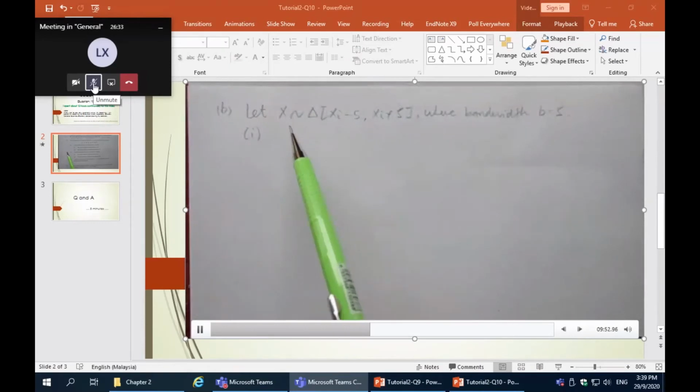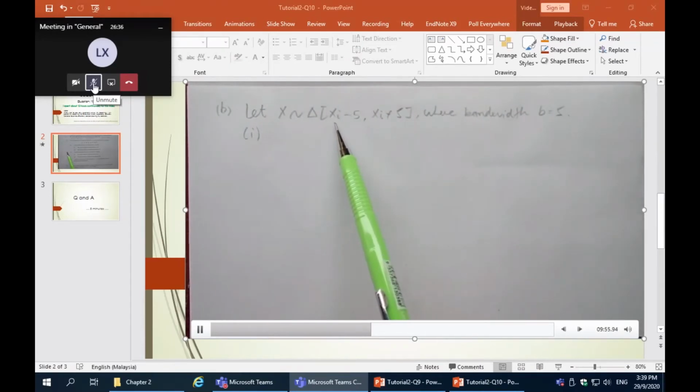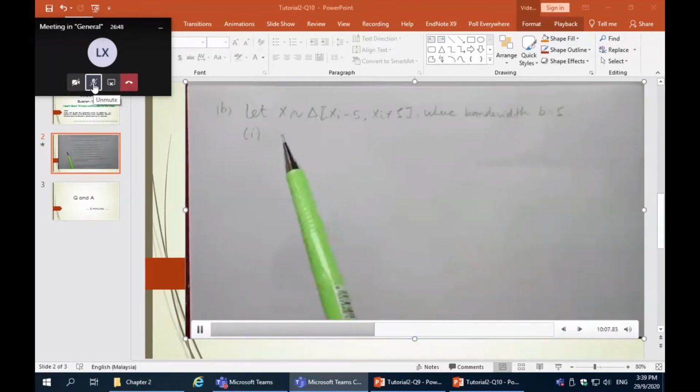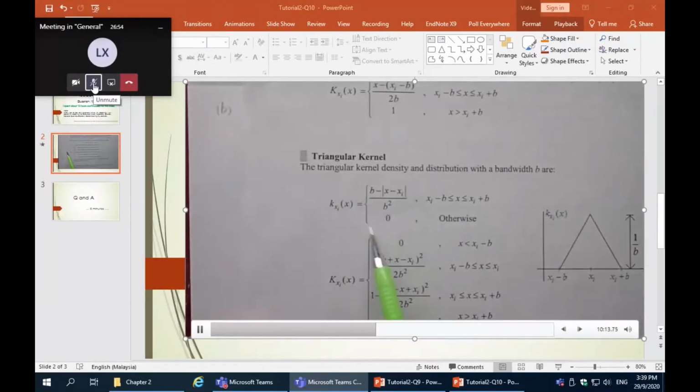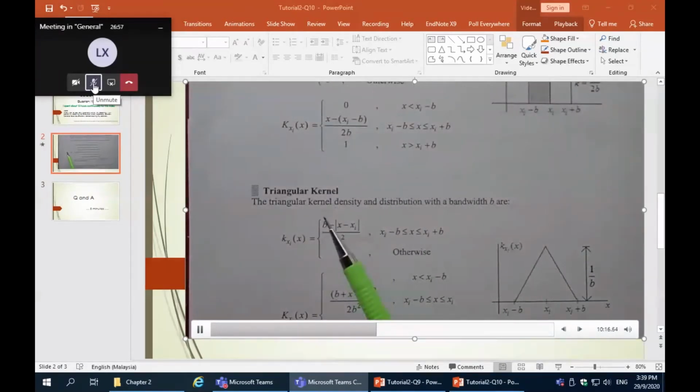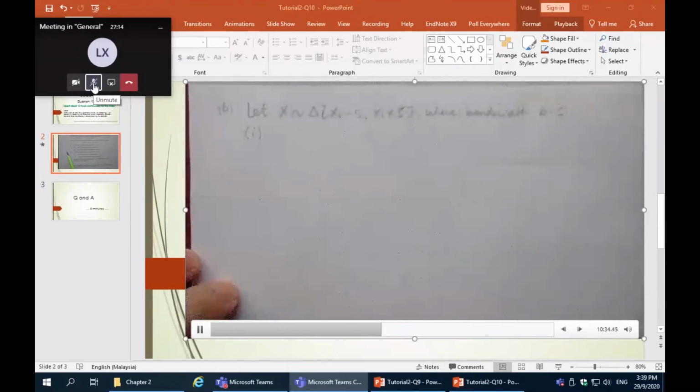Part B. Let x be triangular distributed in this interval, which is from xi minus 5 to xi plus 5, where the bandwidth is given, which is 5. Part 1. The kernel density at 35 is given by this formula. For the kernel density at 35, we have to substitute x is 35 and b is 5 inside this, and also the interval, so that we can get the k value for each data.